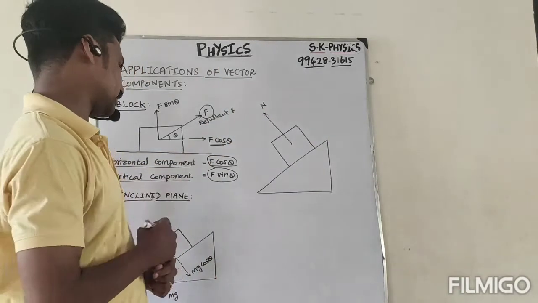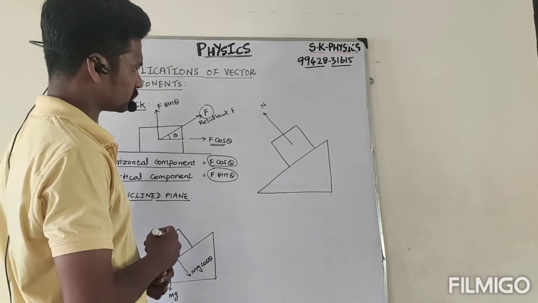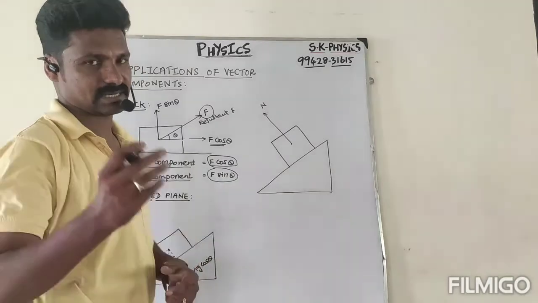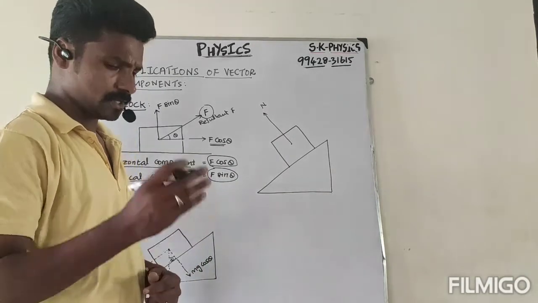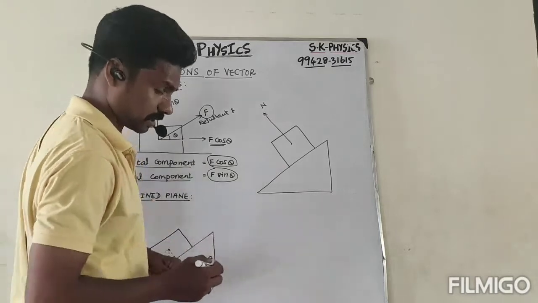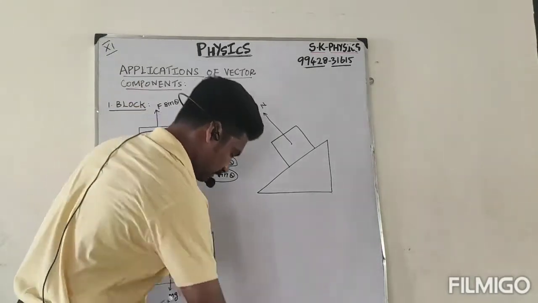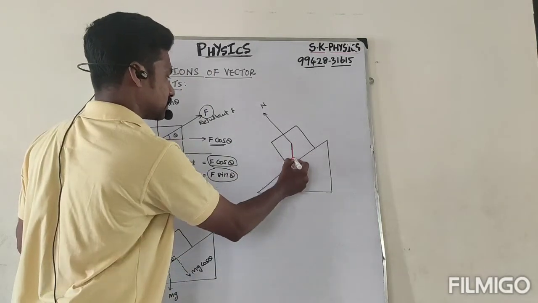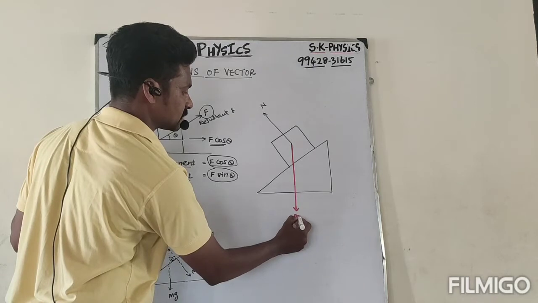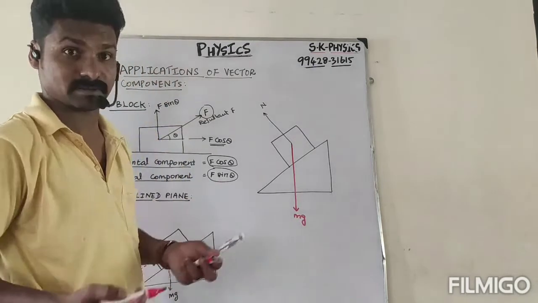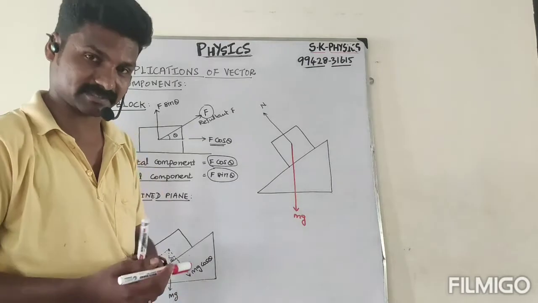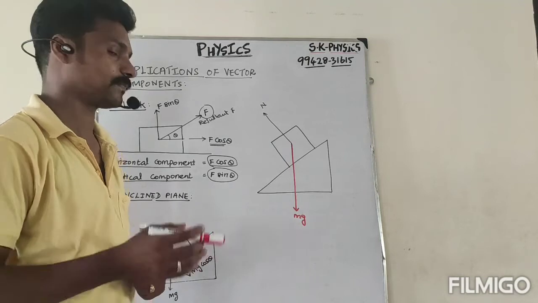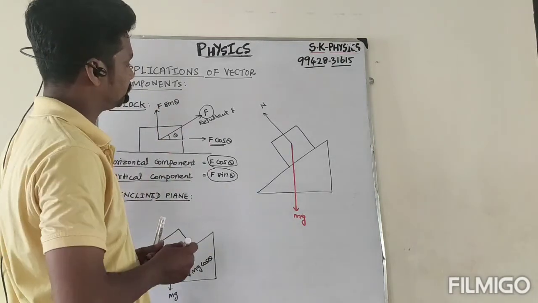And the next one, we know very well each and every particle of this block is affected by gravity. So you know very well the gravity direction. How to draw the gravity direction? Exactly towards the earth. So it is simply represented by mg, because of gravity. We feel it as a weight, it is mg.